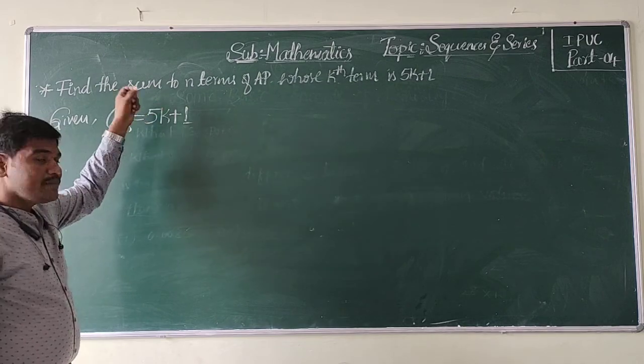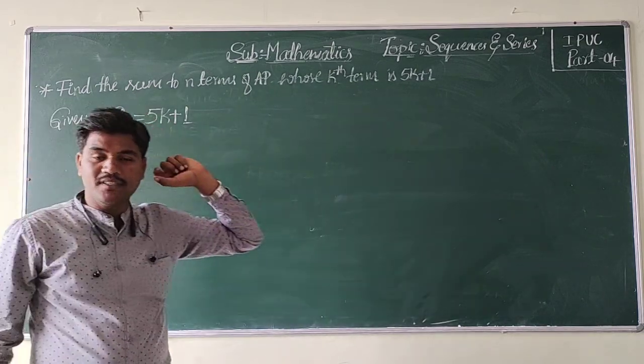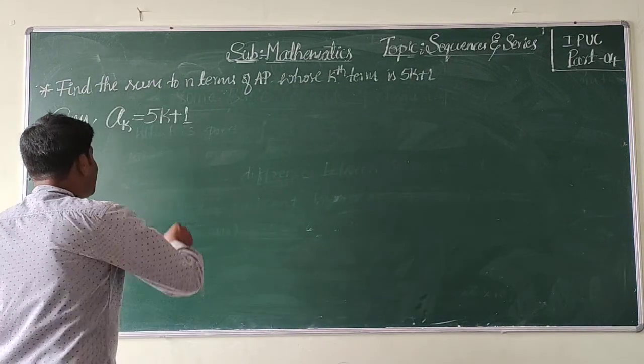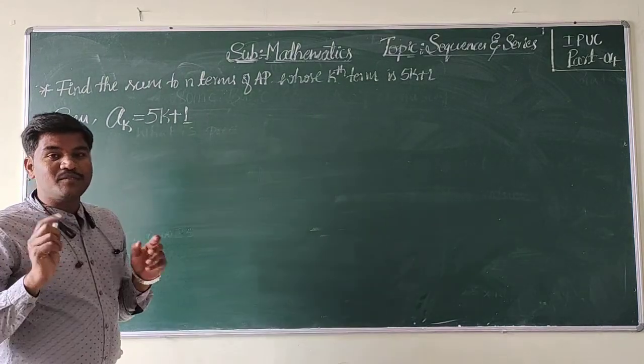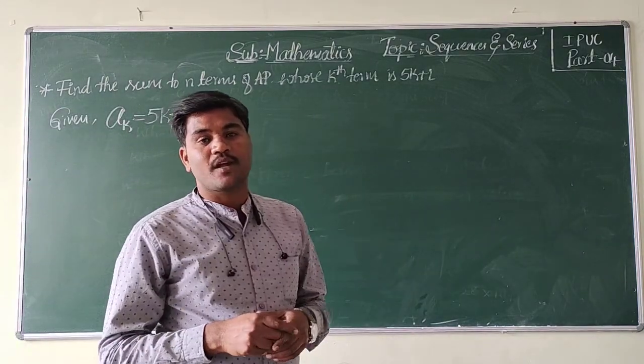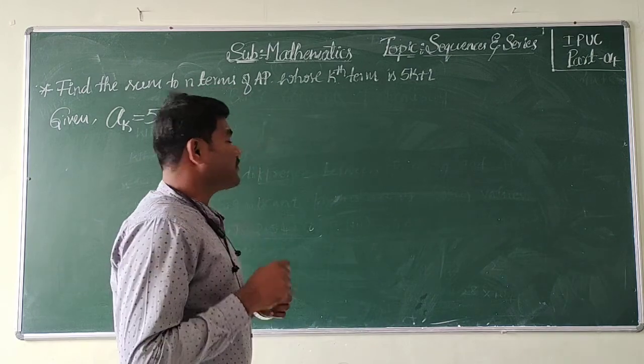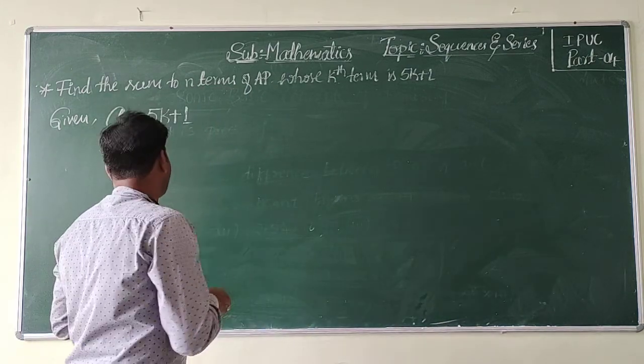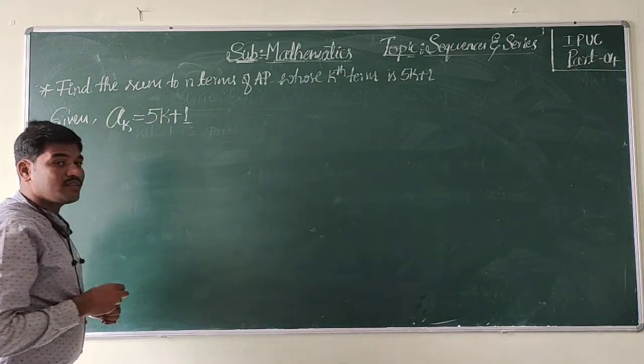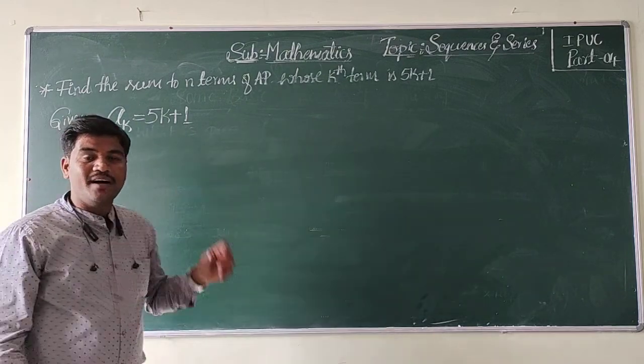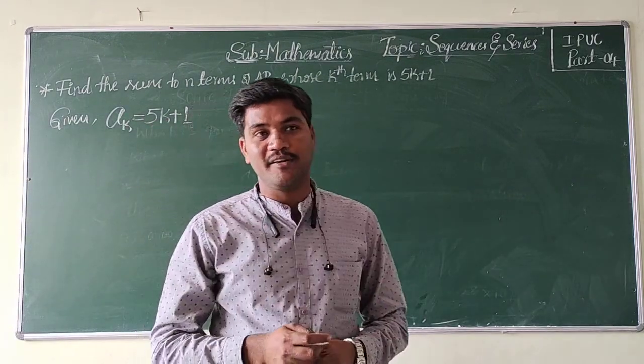Sum to n terms means Sn, right? So, to find Sn, first we need to find the first term of the AP and the common difference of the AP. The kth term is known. Now, substitute and find out the first term and common difference of the arithmetic progression.